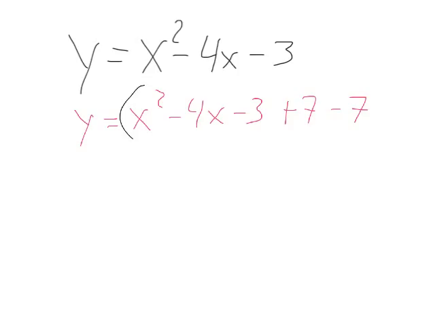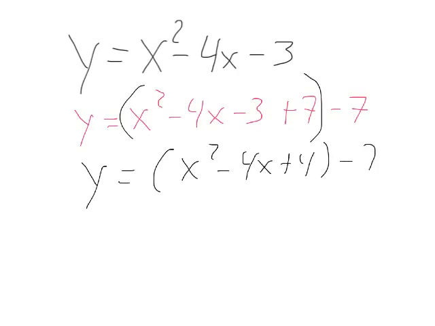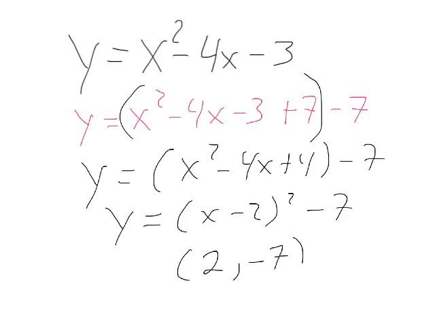But now I can put this stuff together here. I'll end up with y equals x squared minus 4x plus 4, minus 7 on the outside, which means it can factor as x minus 2 quantity squared minus 7. The vertex is going to be at 2, negative 7. Easy to graph.